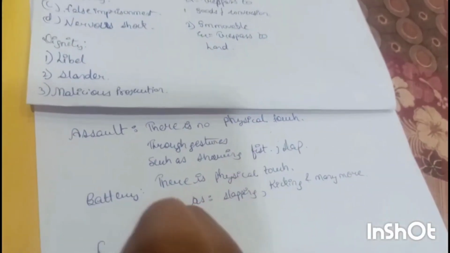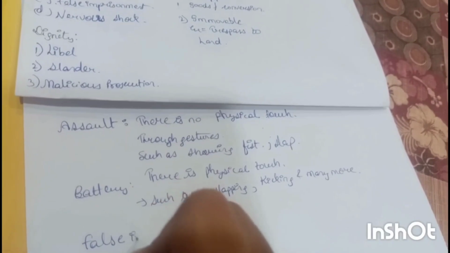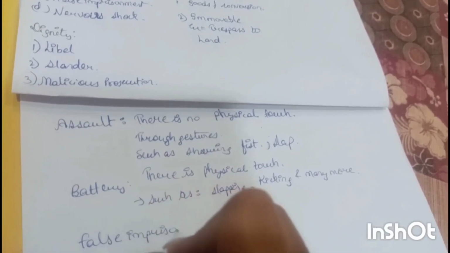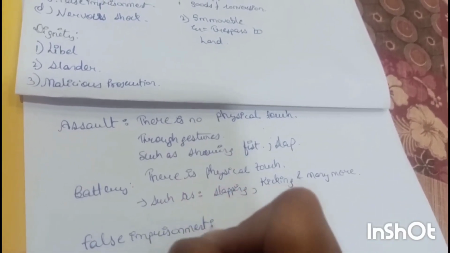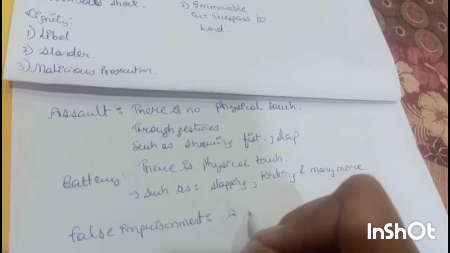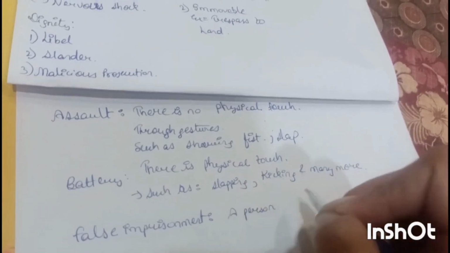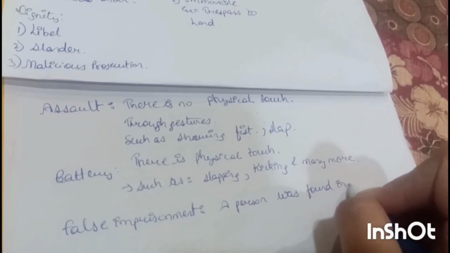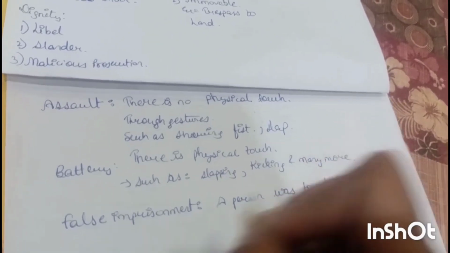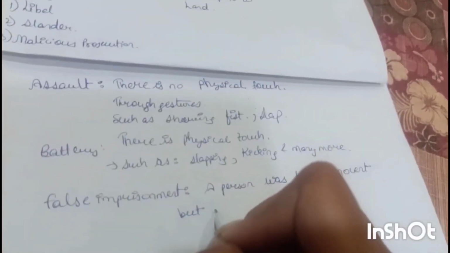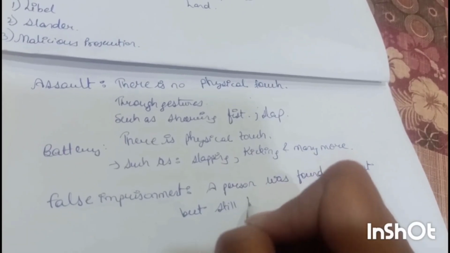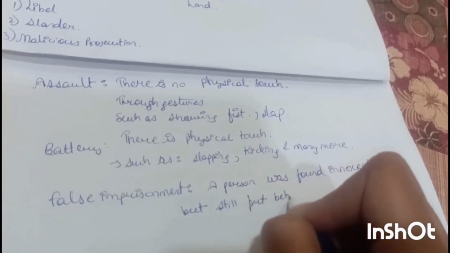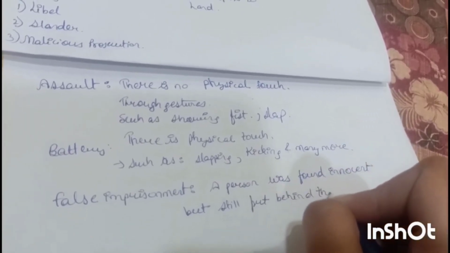Okay, so now in false imprisonment, you can take the example that a person was found innocent but still put behind the bar.